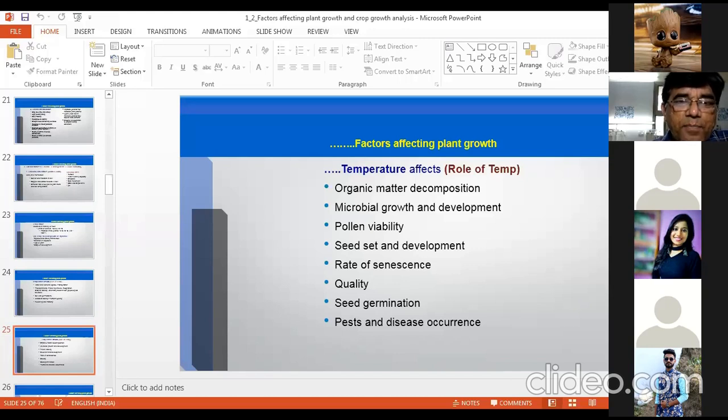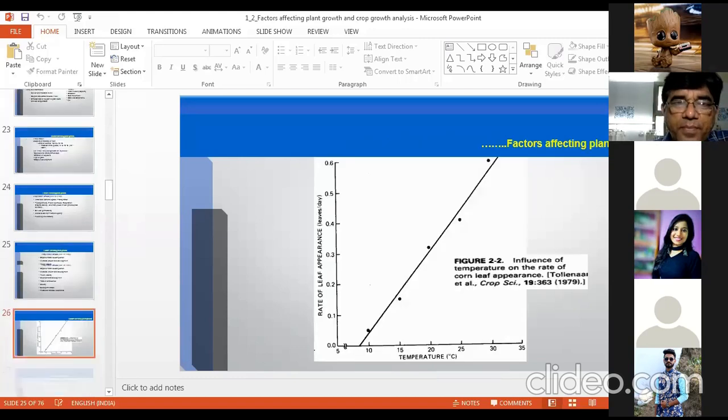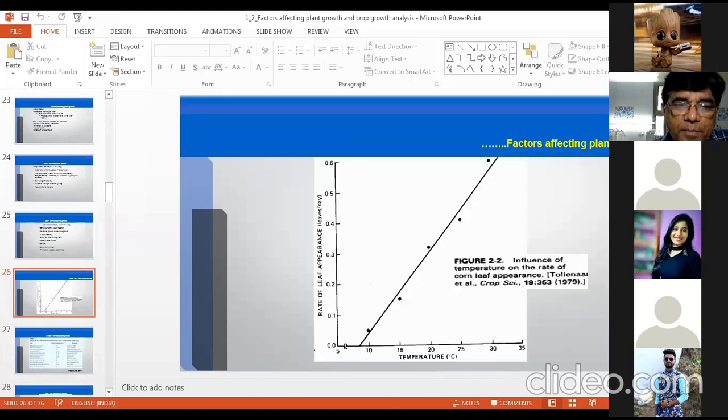For seed set and development, you need temperature. Also rate of senescence, quality, seed germination, pest and disease occurrence. Here also you have a role of temperature. So I've given you a long list of functions or roles of temperature in a plant's life. Here you can see temperature and rate of leaf appearance. This is in relation to growth of the plant.